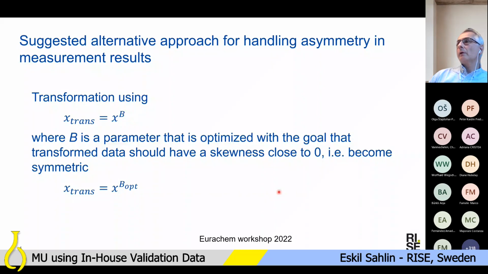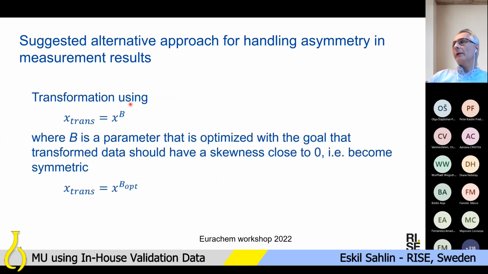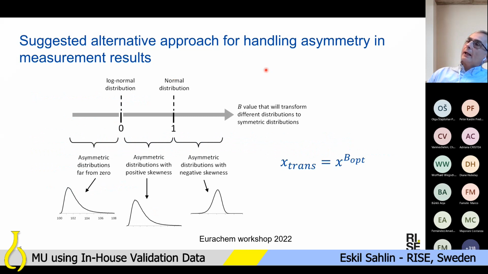The parameter B here needs to be optimized with the goal that the transformed data should have a skewness close to 0, which means that they will become symmetric. Then we can write this expression like this instead. I should also say that this transformation is widely used in statistics, but as far as I'm aware, not in measurement uncertainty so far. It is a well-established way of transforming data.